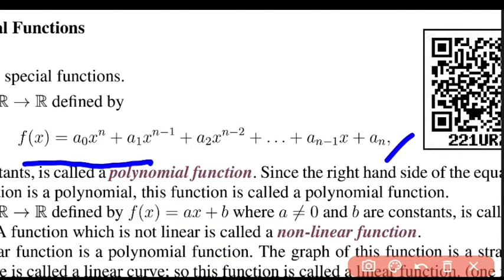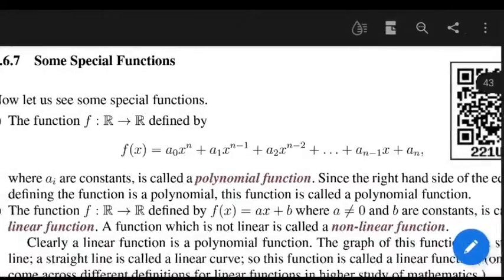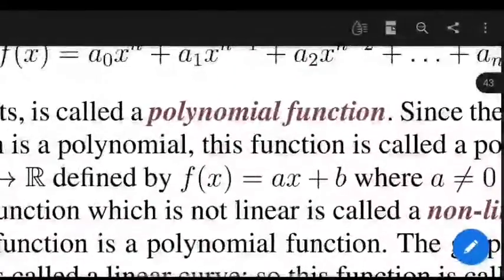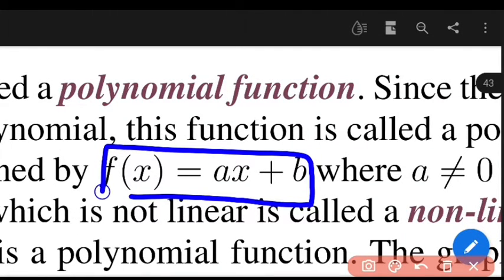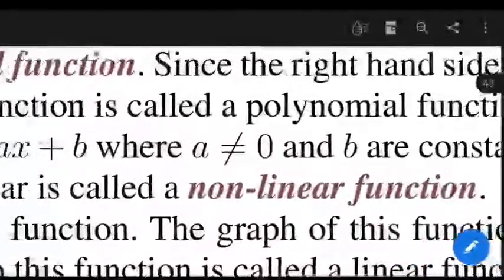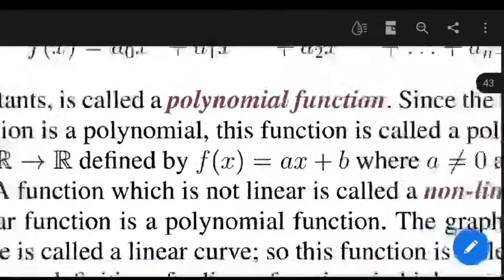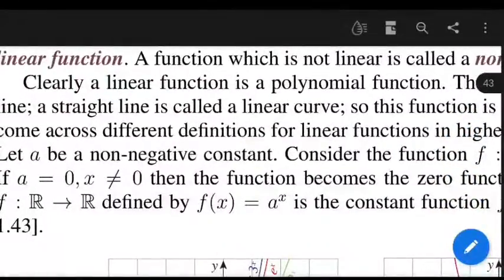It's called polynomial function. Next one, linear and non-linear function. If a linear equation is given as a function, it's called a linear function. If f(x) equals ax plus b, then it's called a linear function. If the function is not linear, it's called a non-linear function. Okay, next one.